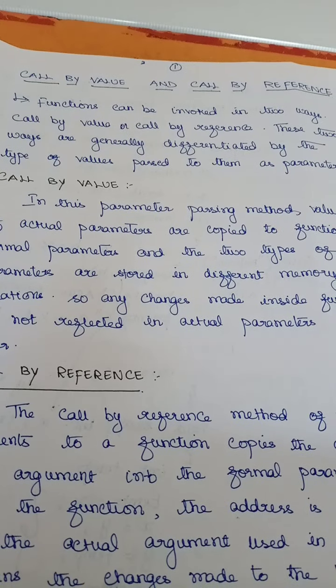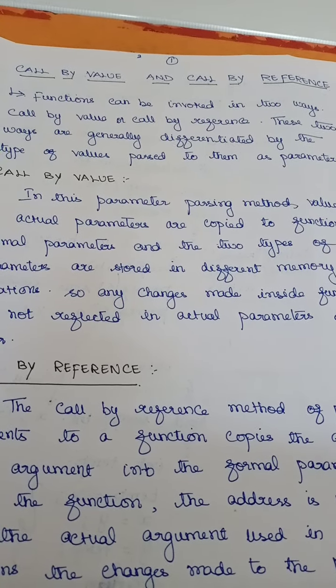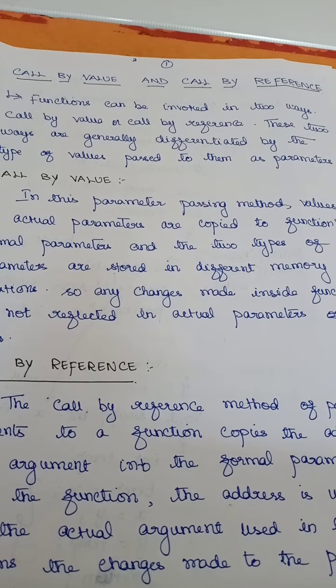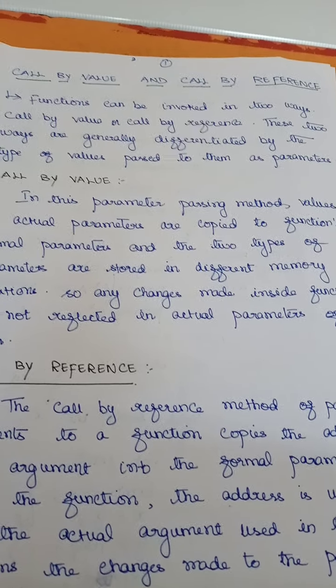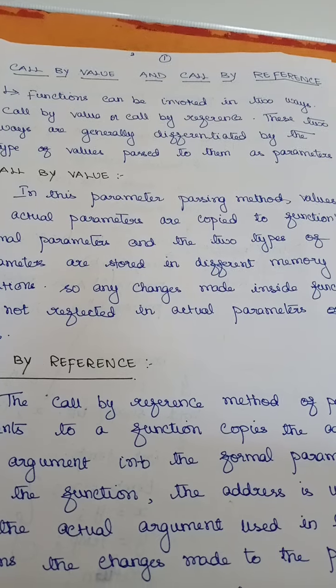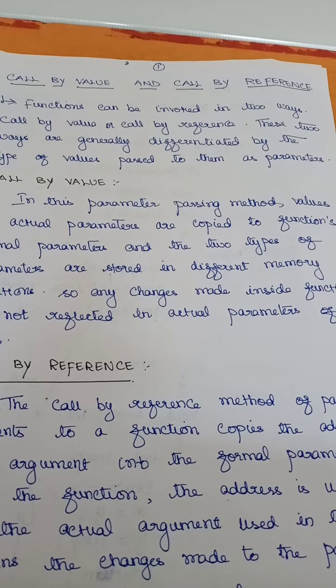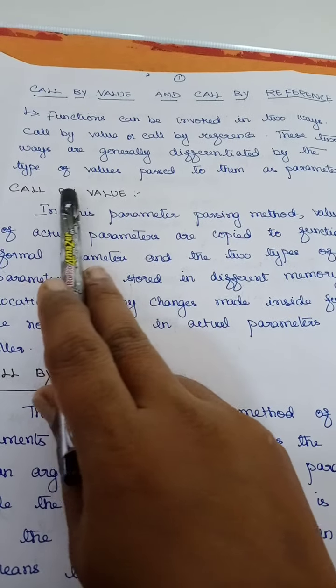The functions can be invoked, it can be called, but it can be called in two ways. One is call by value, another one is call by reference. And we differentiate them by the way the parameter is passed to the function. So let us see what is call by value.